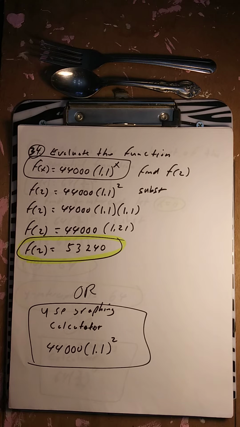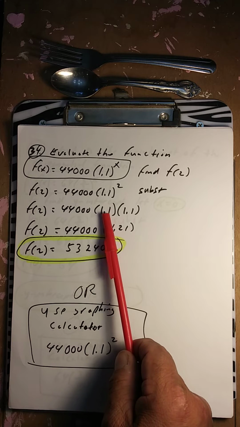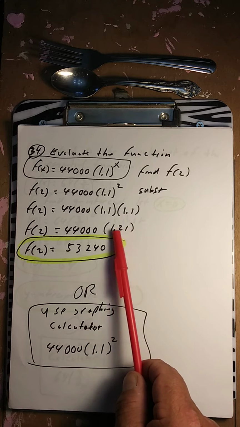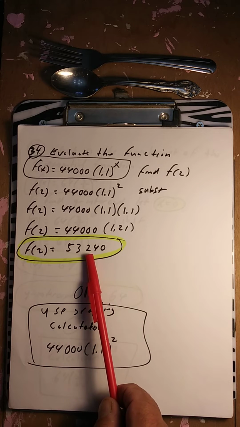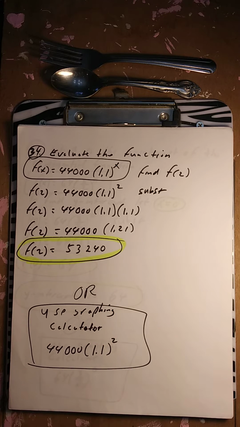Evaluate the exponential function, f of 2. So put a 2 in there. 1.1 times 1.1 is 1.21 times this number is 53,240. Or using the graphing calculator, put the numbers in like this, it'll get it for you.